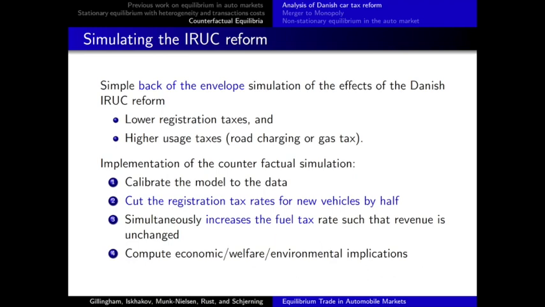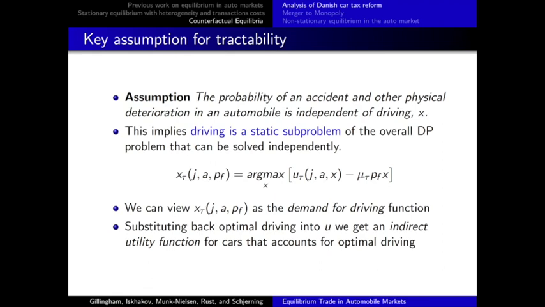Okay, so to implement this counterfactual simulation, we first calibrate the model to the data, and then we cut the registration tax in half for new vehicles, and then increase the fuel tax so that the tax revenue is unchanged, and then we compute the economic welfare and economic implications of this counterfactual. But before we do that, we need to put usage into the car, or driving into the car, and we're going to assume that the probability of an accident is really not affected by how much you drive the car or the aging of the car. In other words, the value of the car is not depreciated by driving it.